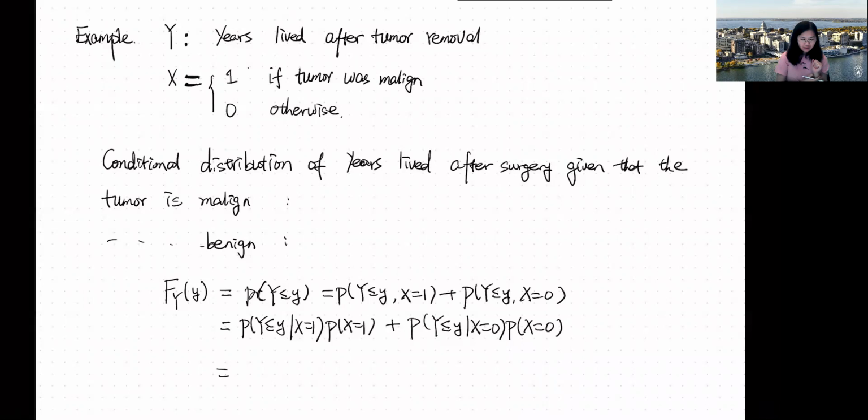Now let's consider an example where y is continuous and x is discrete. In this example, y is years lived after tumor removal for a kind of tumor. Suppose the years can be measured in fractions of years, so y is a continuous random variable, and x is a discrete random variable. X takes two values: 1 if the tumor was cancer, malign, or 0 otherwise.